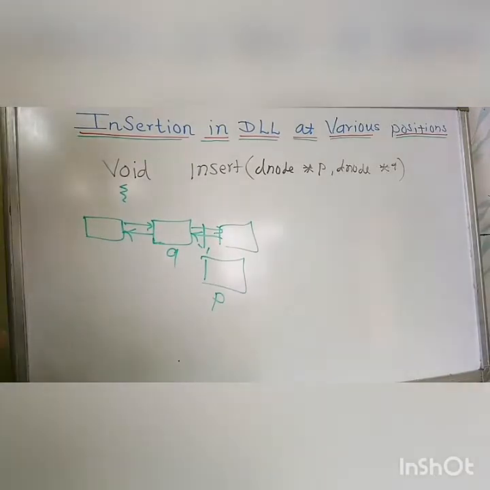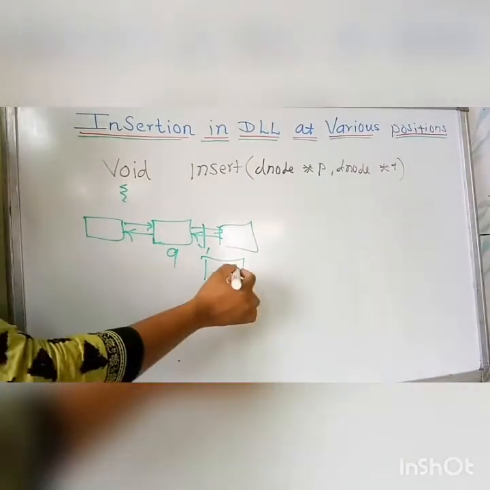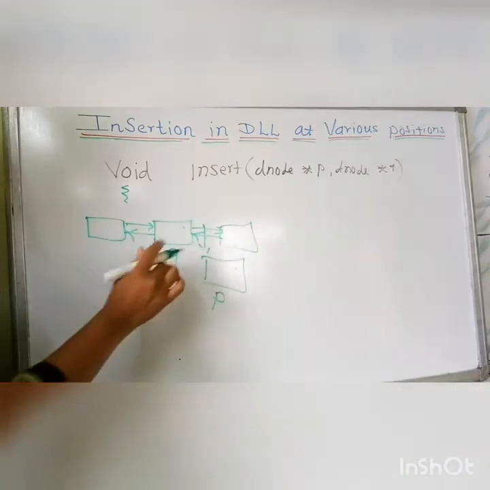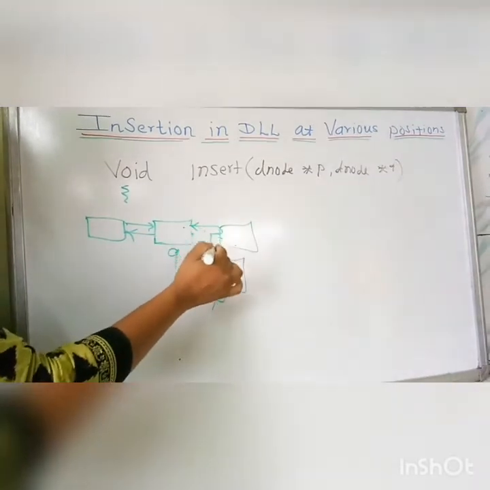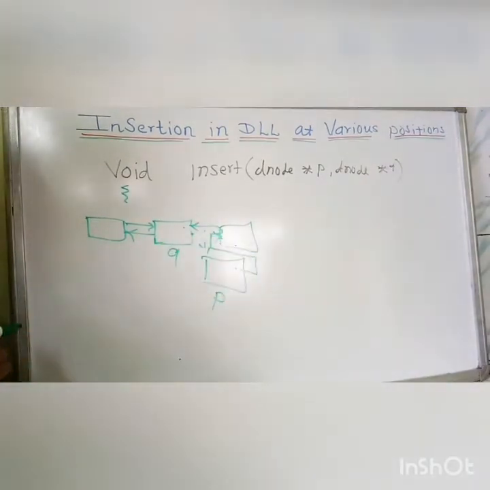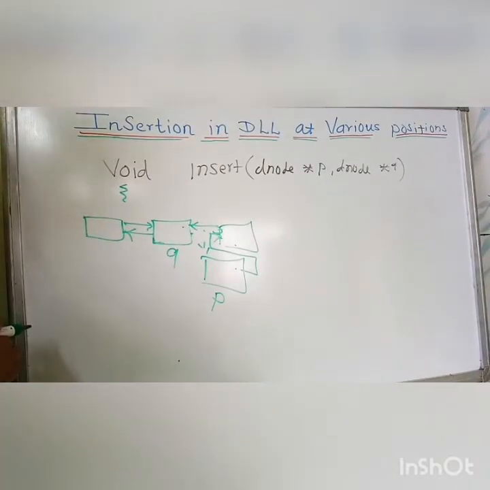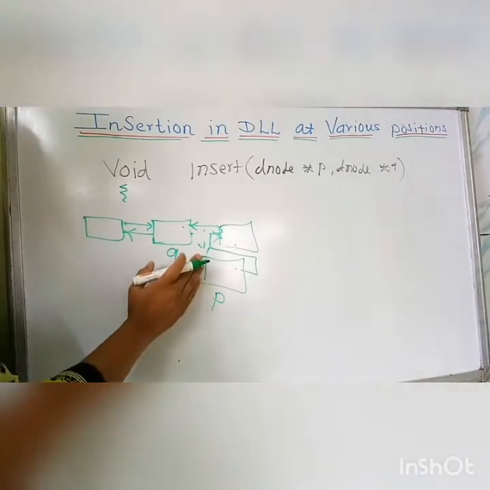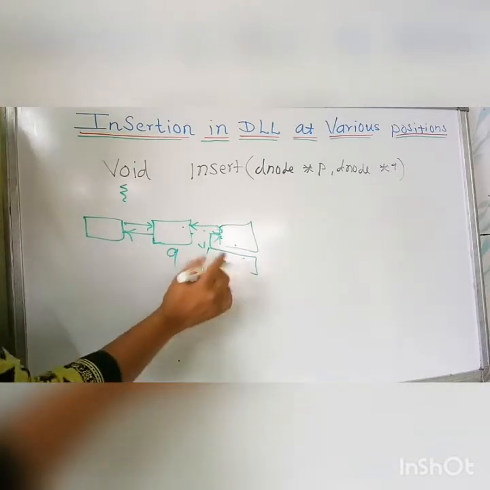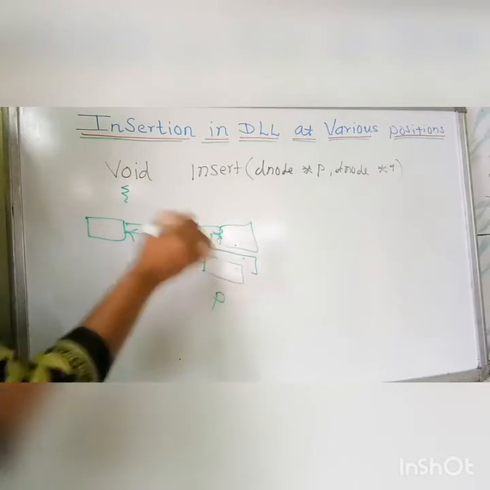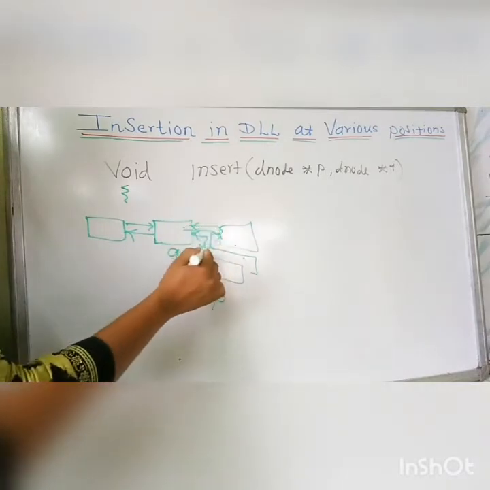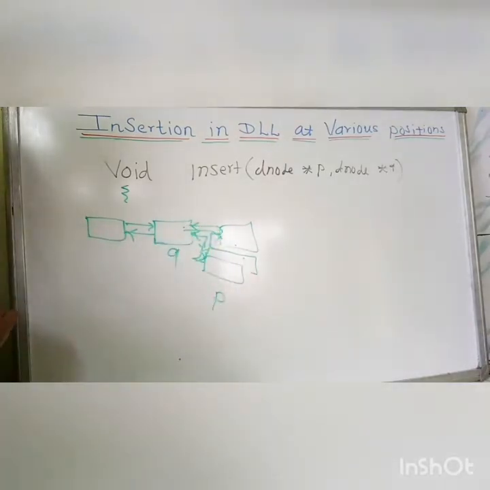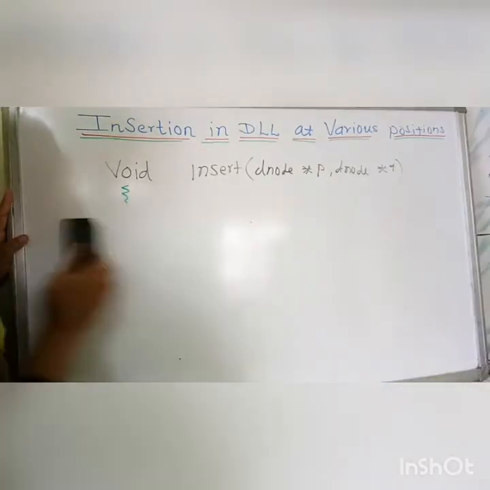In this case, we will make the statements like P pointer next equals Q pointer next. Here this connection will be broken and it will be connected like this. Then P pointer previous equals Q. Actually this will be like this, and Q pointer next equals P, and it will also connect this to this. So this is the actual mechanism by which we will insert the nodes.